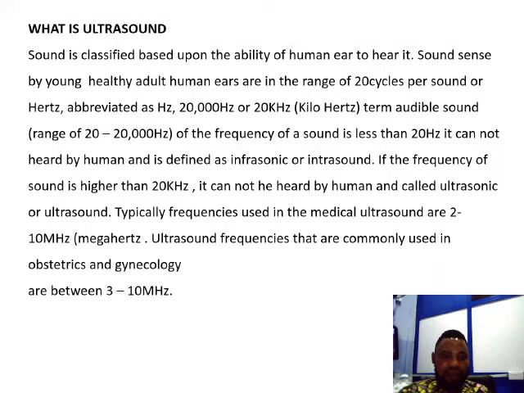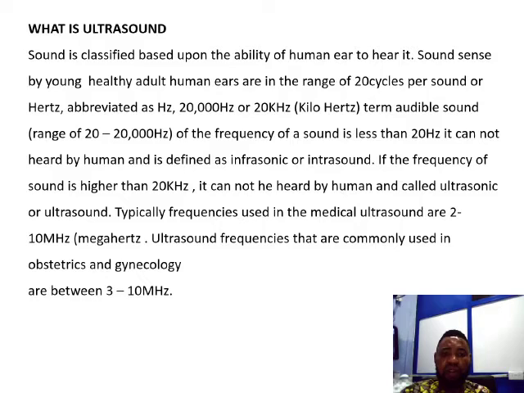What is ultrasound? Sound is classified based upon the ability of the human ear to hear. Sound sensed by a young healthy adult human ear ranges from 20 cycles per second, or Hz, to 20,000 Hz, or 20 kHz. Audible sound ranges from 20 to 20,000 Hz.